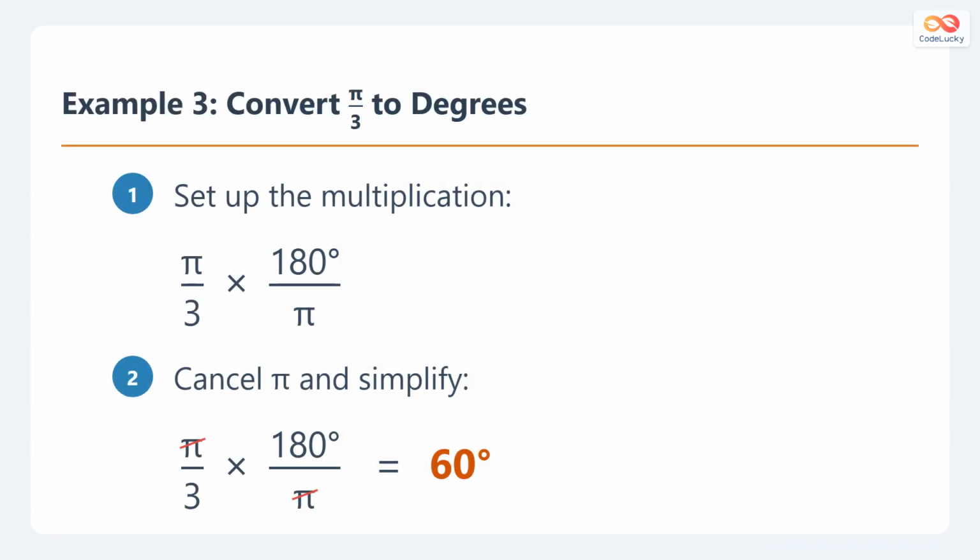Let's convert pi over 3 radians into degrees. We multiply pi over 3 by 180 over pi. Notice that the pi on the top and the pi on the bottom cancel each other out. We are left with 180 divided by 3, which gives us 60 degrees.